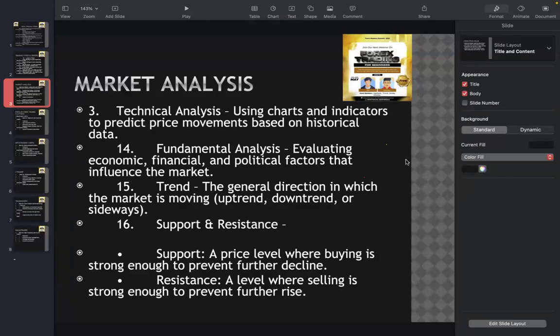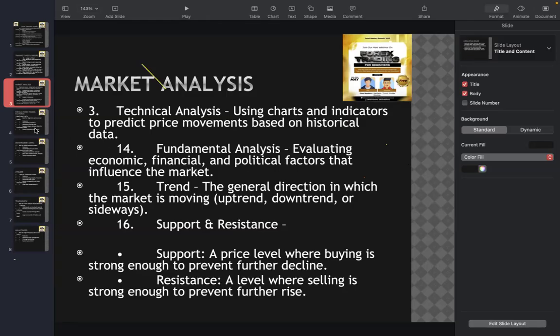So we have trend. Trend is a particular direction in which the market is moving. I think Dammy has taught you guys that we have the uptrend and the downtrend. Those are the two movements. And sometimes the market can move sideways, which means it is ranging. The market is not going up, it's not going down. It's just moving from one point to another for a particular period of time.